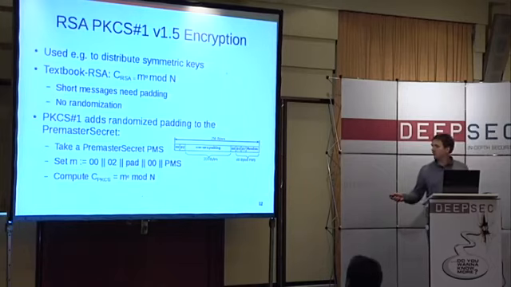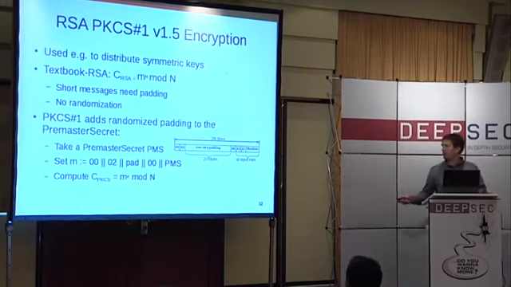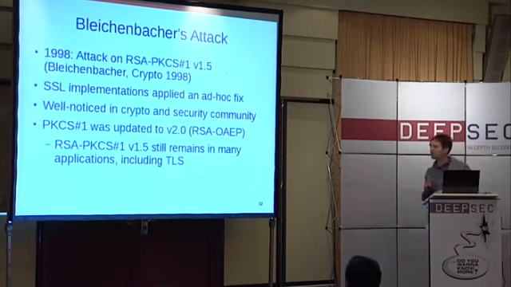So this is the structure for a padded PKCS1 pre-master secret, which is padded with a 2000-bit key. So we have here 0002, some non-zero padding, and then 00, and here we have 48 bytes of pre-master secret.